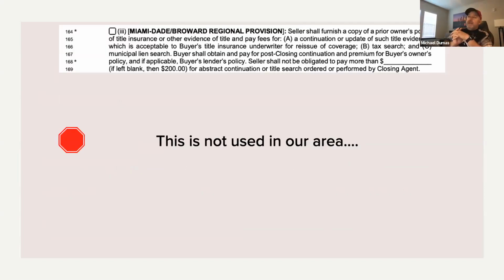Great part. We have line 164 to 169. Unless you're writing something in Miami-Dade or Broward County, you don't need to include this. If you are writing an offer for something down that way, you need to let us know. We'll get you to an attorney or title company who can help you choose and decide what to do with this part.